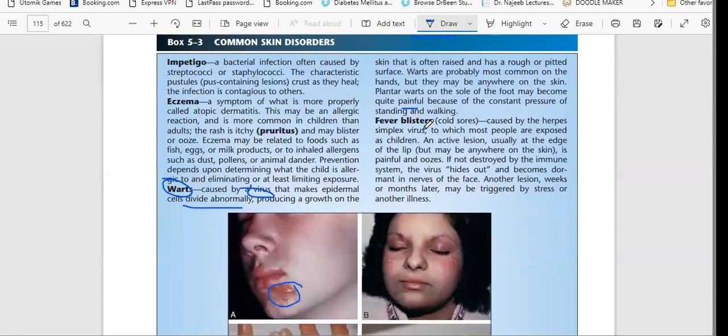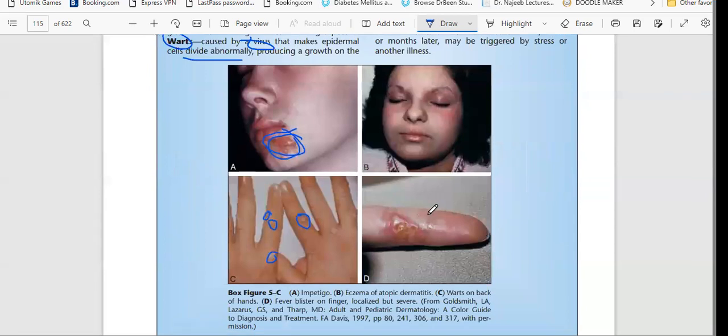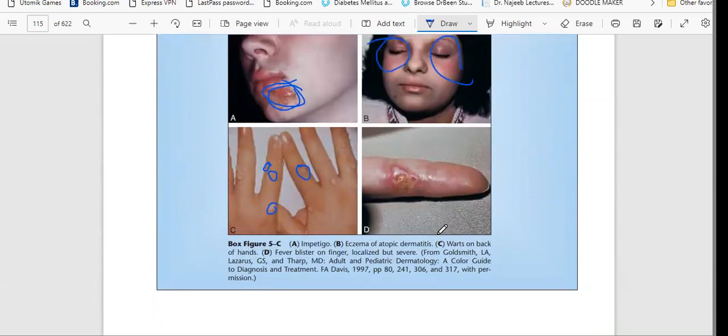Next, we have fever blisters. Fever blisters are caused by the herpes simplex virus, to which most people are exposed as children. An active lesion is usually at the edge of the lip. So here we have a fever blister. This is the fever blister. This is the eczema, mostly common, and these are the warts, and this is also a fever blister.